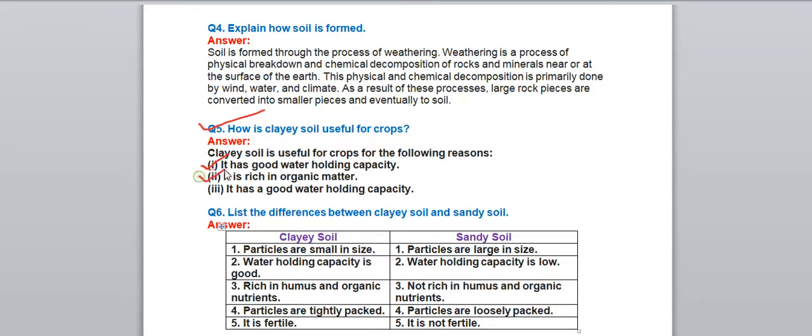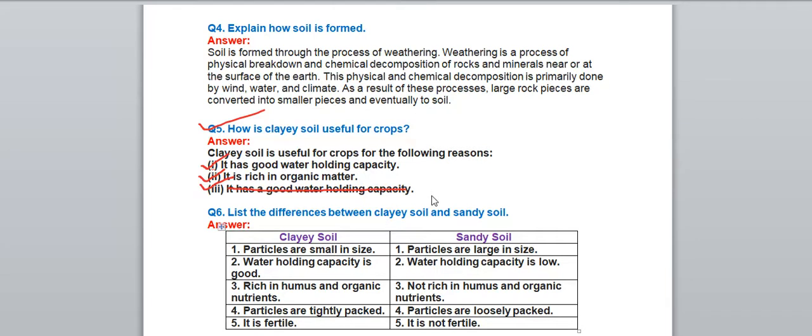Second one, as it is good for crops, so it will obviously have organic matter or humus in it. It is rich in organic matter. Okay, all the organic matter means the dead parts of plants and animals, when they will decompose, they will be mixed with the soil and they will make the soil fertile. So that is called organic matter. So it is rich in organic matter. And the last one, it has a good water holding capacity. You can cut this line because I have written two times this one.